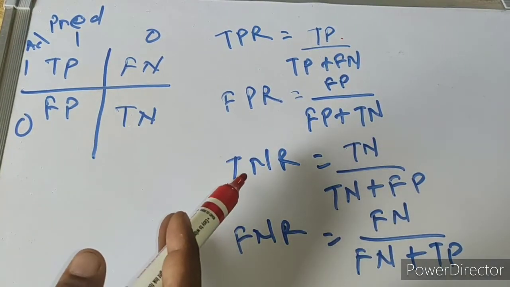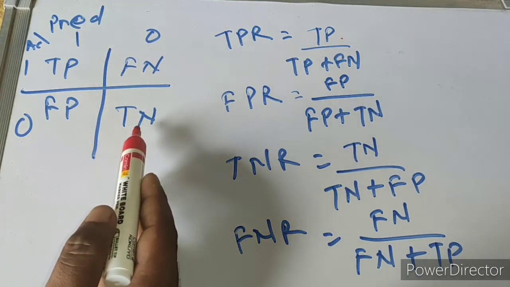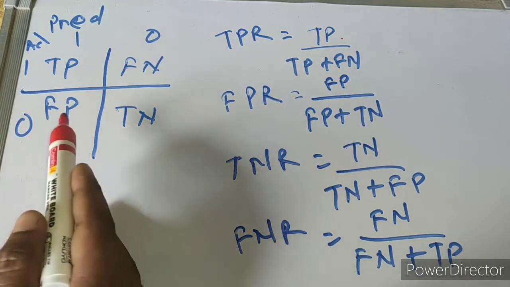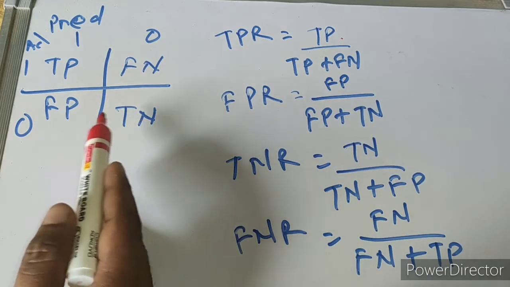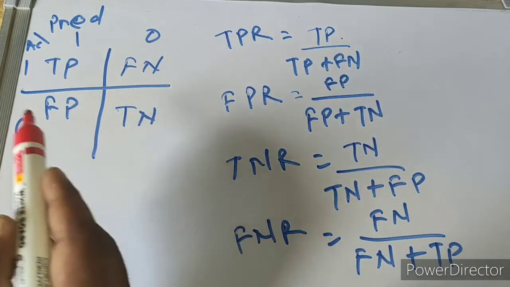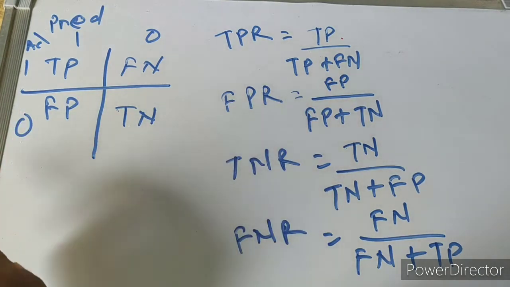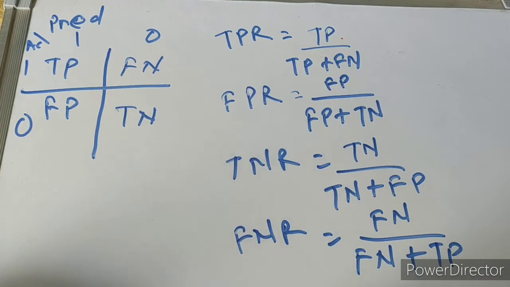Similarly, true negative rate is true negative divided by true negative plus false positive. So out of total actual negative, how many records are correctly classified as true negative? Like that, false negative rate is out of total actual positive, how many records are incorrectly classified.